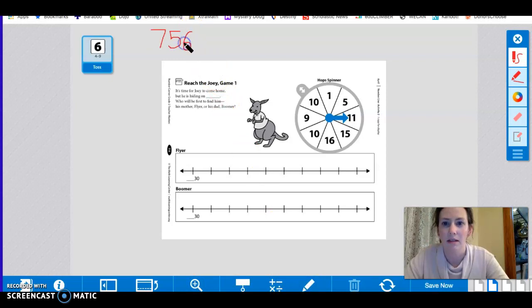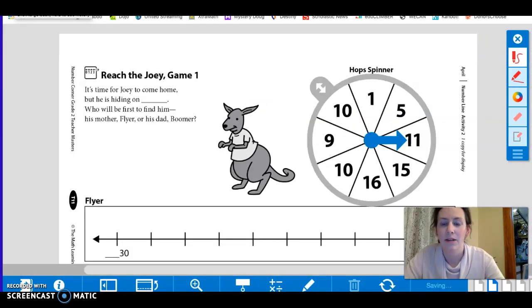A 6. Now, if we have a 7 in the hundreds place, a 5 in the tens place, and a 6 in the ones place, what number does that make? Let's read it together. 756. Now you'll notice on my sheet that I just zoomed in, it says this: it's time for Joey to come home, but he is hiding on, and I'm going to put the number 756. Who will be the first to find him? His mother, Flyer, or his dad, Boomer?